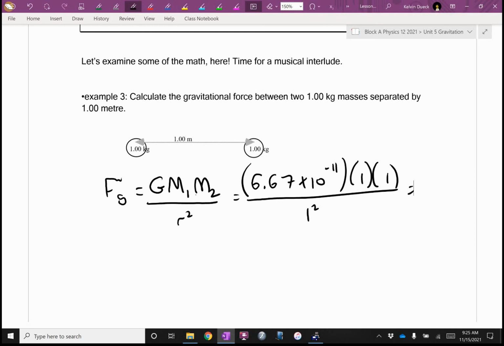Caleb! Put your calculator down. Caleb, what's 6.67 times 10 to the negative 11 times 1 times 1 divided by 1 squared? What's the answer in your head, Caleb, my friend? 6.67 times 10 to the negative 11, and that's newtons. Is that big? No. When I hold two 1 kilogram masses a meter apart, I don't feel a tug between them. It's there. But it's so small that my nervous system can't detect it. That's why you really only need to notice gravity on the planetary sizes.